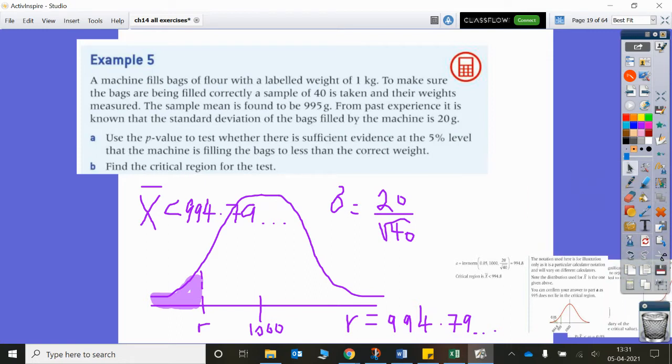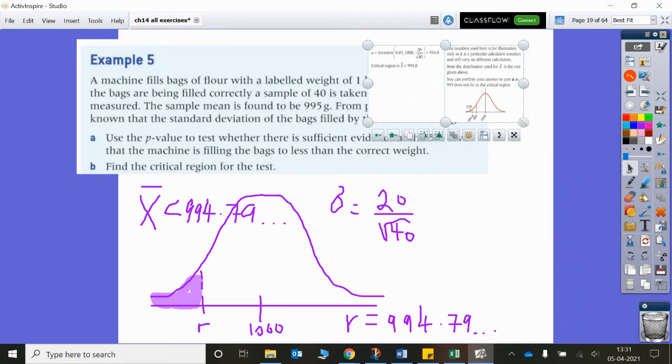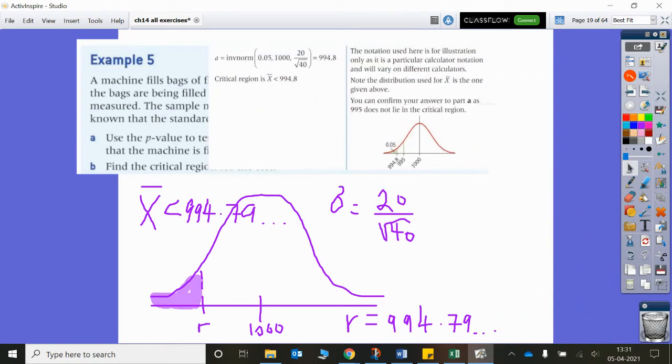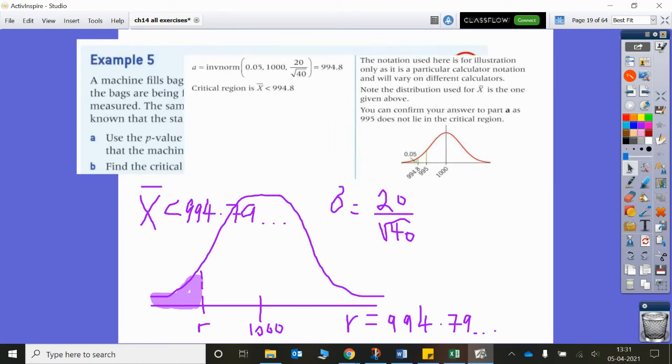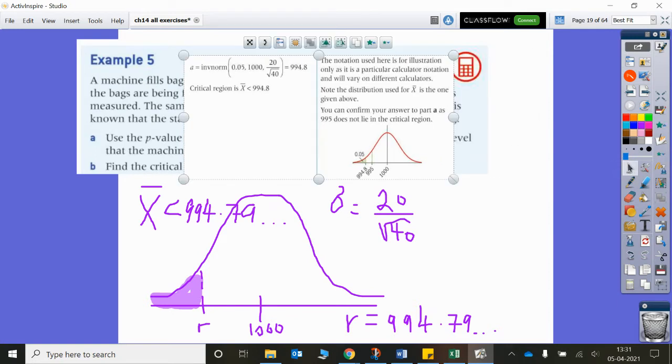Okay, so let's just see how the book's laid that one out, and then let's see how they've done it on the calculator as well. So let's stretch this one out. Critical region. So you can see what they've done here. They've said inverse normal value, they're putting in 0.05, they're putting in 1,000, they're putting in this standard deviation from the central limit theorem, because we're looking at the distribution of the mean and not of x. And again, we're getting the critical region in this case. Okay, so that is done. We've done it in two different ways there.